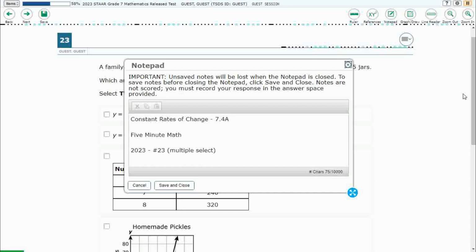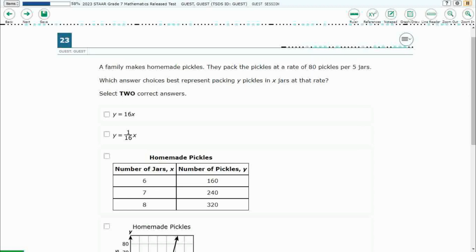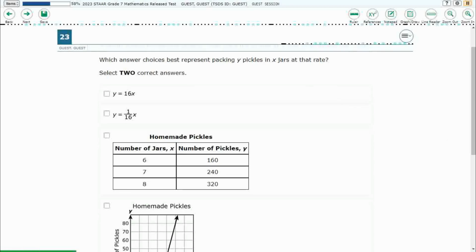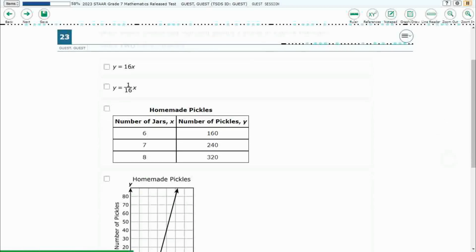Today we are looking at the 7th grade concept of constant rates of change. This is standard 7.4a in the great state of Texas, and we are using item number 23, which is a new item type called multiple select, of the 2023 released STAAR test.